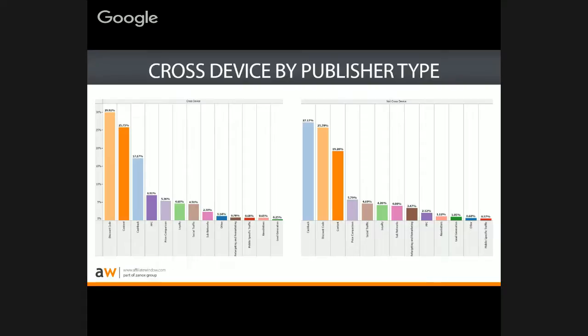users are trained to complete their cashback purchases on the same device to ensure that it tracks. So interestingly enough, cross-device tracking is actually more important for content-based affiliate websites than the non-cross-device tracking.